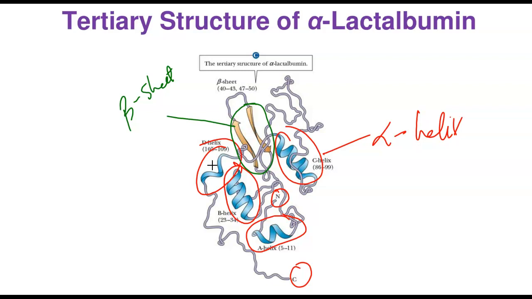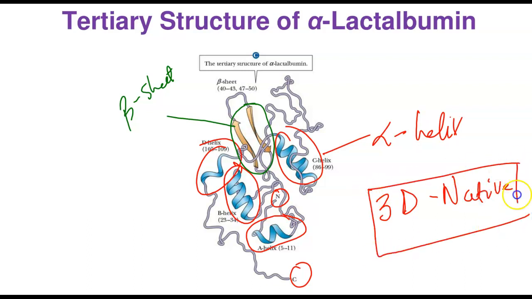So this is the typical way that you see your protein existing, having a mixture of all these structures put together to form the three-dimensional state, or what we call the native state. And it is this native state that has the true functions of these proteins.